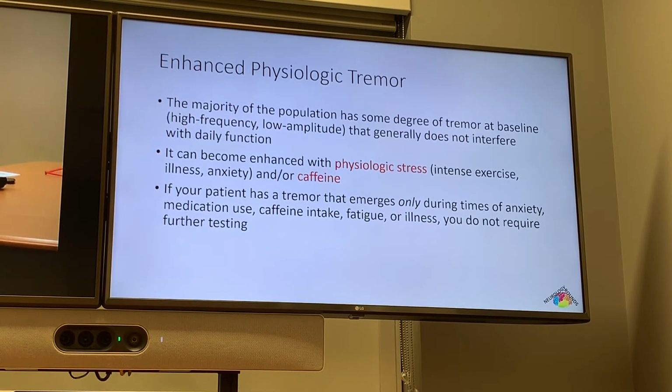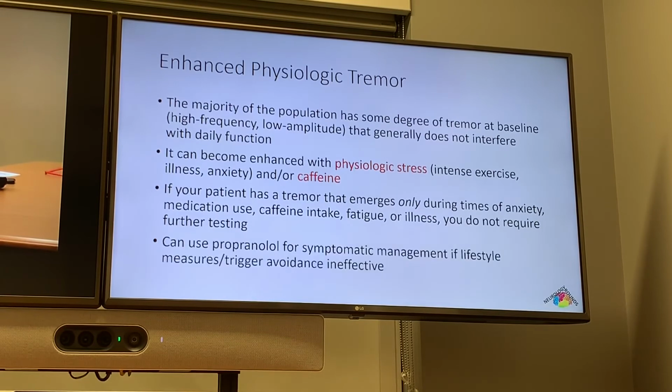If this trigger avoidance does not work, you can try propranolol here as well, as you would in benign essential tremor, just to get them symptomatically a little better. But ideally, the trigger avoidance and reduced caffeine intake should do the trick.